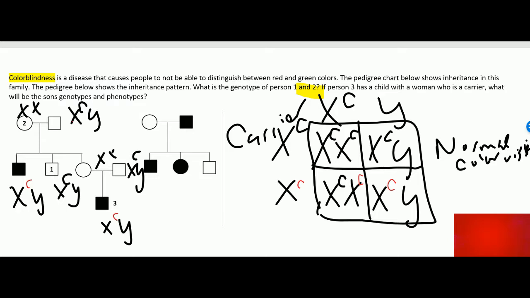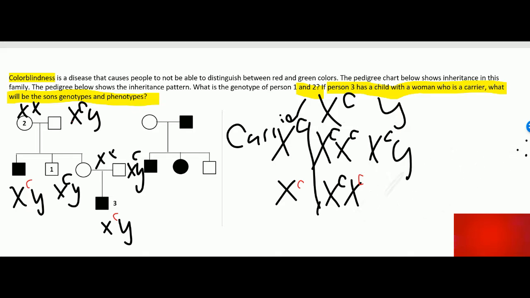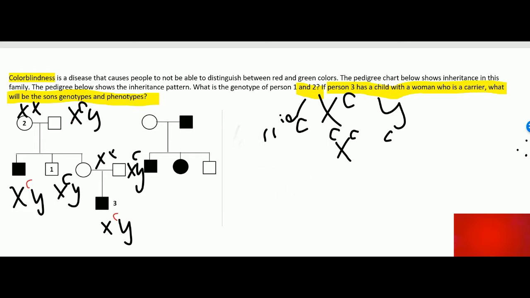let's see what they're asking for. So they want, if person 3 has a child with a woman who is a carrier, what will be the son's genotypes and phenotypes? So to answer that one, let's go ahead and erase this stuff here because we don't need it anymore. Okay, so focusing on person 3. We're going to draw a new Punnett square.